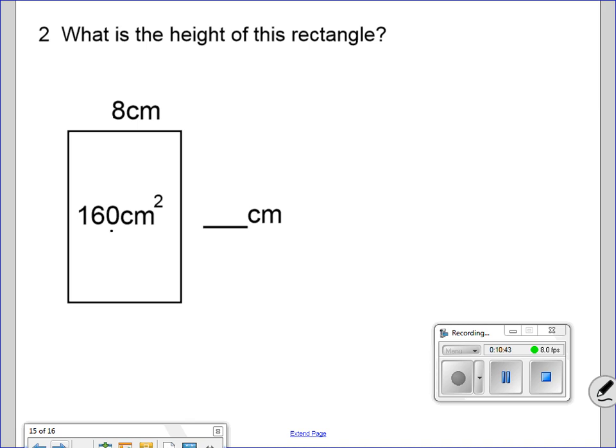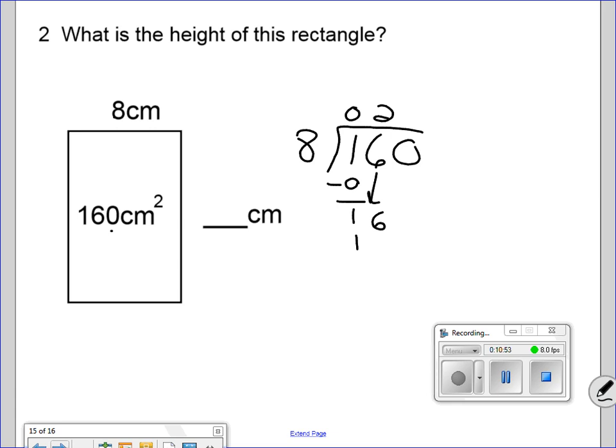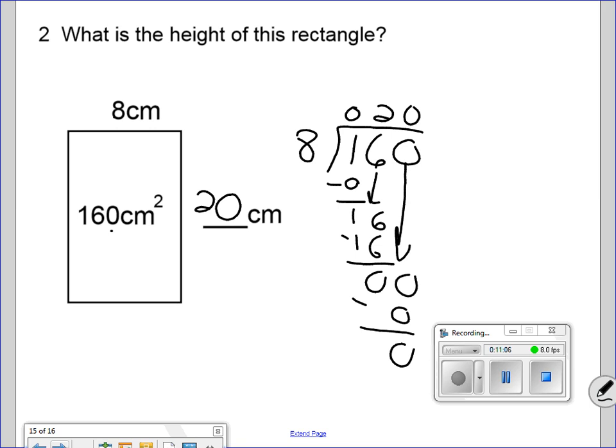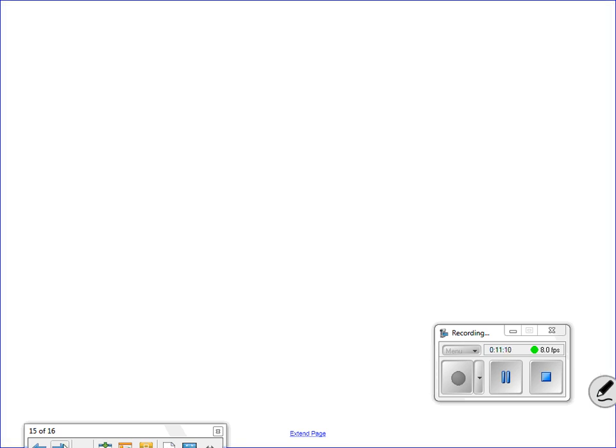So I have 8, 160. So I'm going to have to go 160 because that's my final number divided by 8. 8 goes into 1, 0 times. Subtract 1, bring down the 6. 8 goes into 16 2 times. 8 goes into 0, 0 times. 8 times 0, 0, subtract 0. 20 is my answer. Does that make sense? 8 times 2 is 16 plus a 0 is 20.